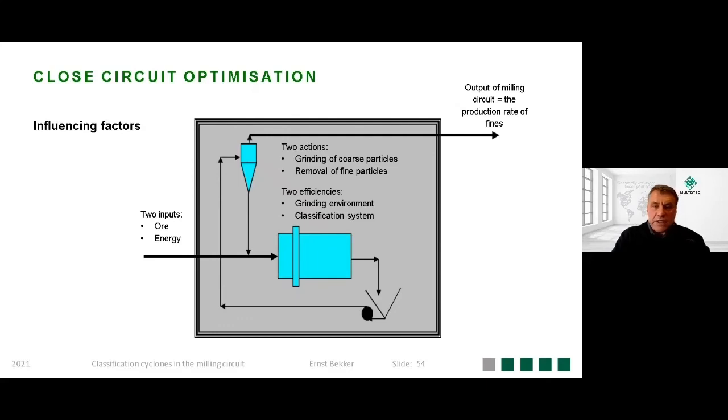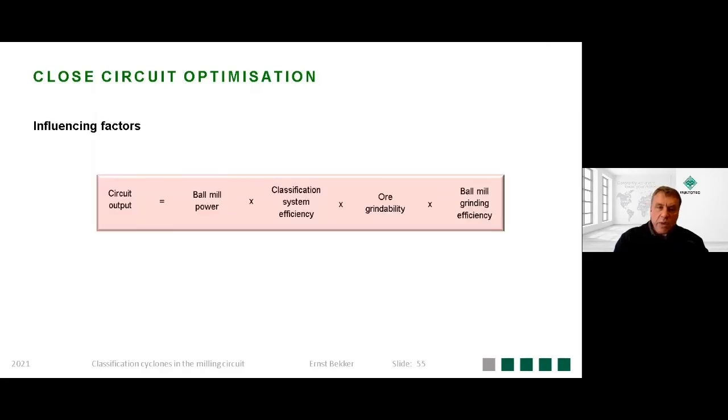So I mentioned this earlier to you. We've looked at the second description of how the cyclone and the mill interact, and we said that there is this equation, and there is a ball-mill power factor. There is a classification system efficiency factor, and grindability, that's all related, so that you cannot change. But then there's also ball-mill grinding efficiency. So there are three or four factors that influence your circuit output, and it's not only the cyclone.